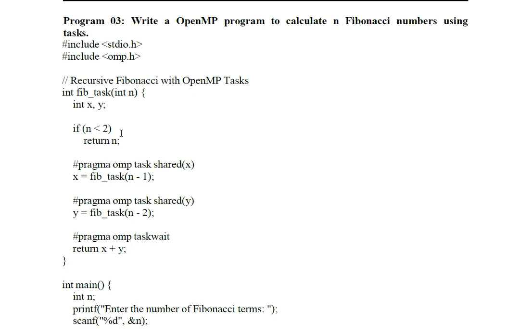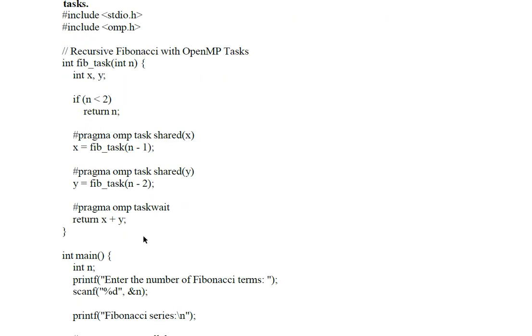If n is less than 2, it returns n, or else if it is greater than or equal to 2, the function creates the tasks that compute Fibonacci of n minus 1 and Fibonacci of n minus 2 in parallel, and then adds x and y. So it creates a parallel task. These are the lines which are critical. So they use this OpenMP task.